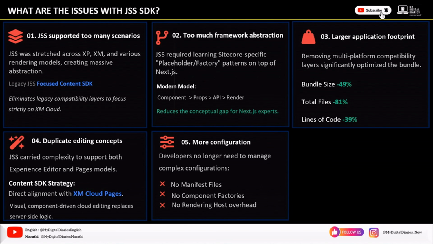So let's quickly recap the 5 reasons why Content SDK replaced JSS for XM Cloud. First, JSS supported too many different Sitecore scenarios. Second, it introduced additional framework concepts that developers had to learn. Third, applications became larger because of the compatibility layers. Fourth, it supported multiple editing experiences, increasing complexity. And finally, it required much more project configuration.